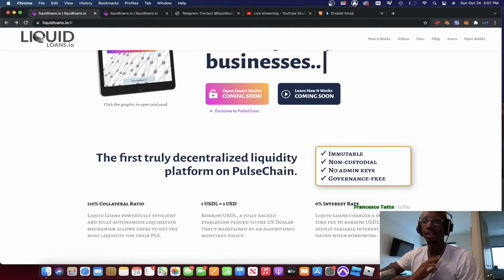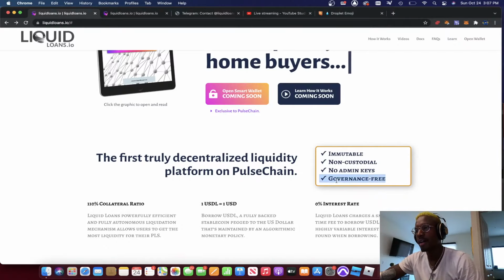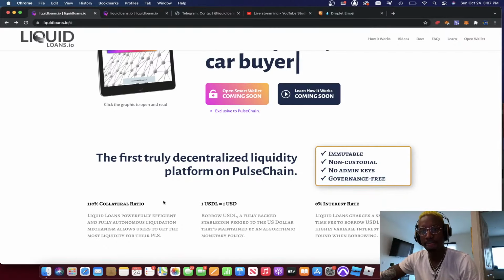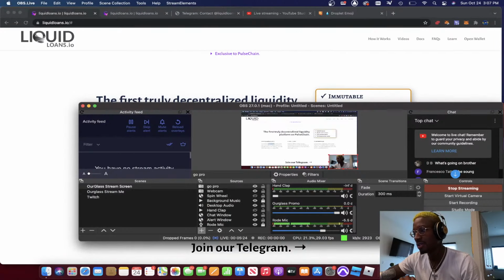So you actually own your own coin. They don't own your token or take your token. And the governance fee. So 110% collateral ratio, Liquid Loans, powerful, efficient.